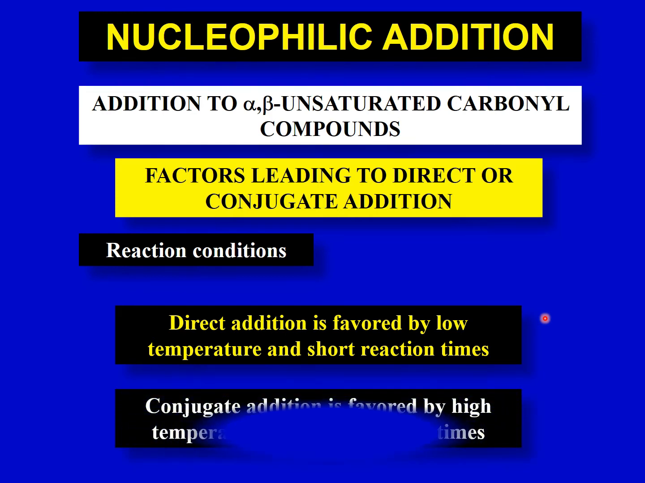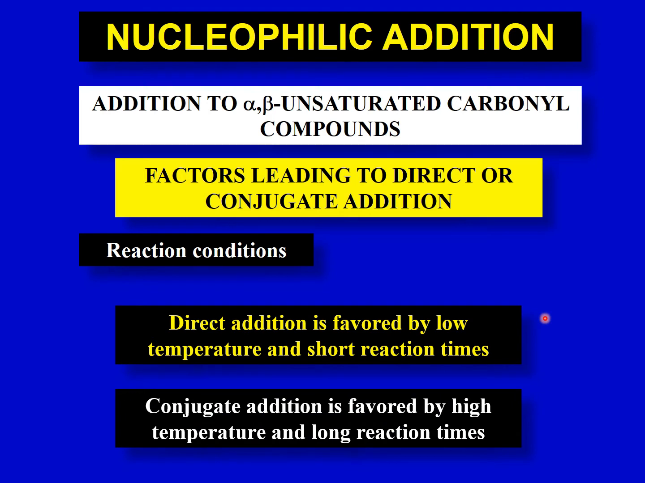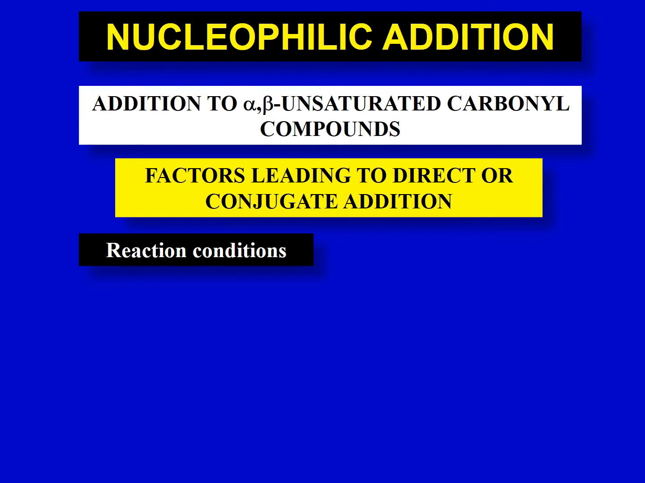On the other hand, the conjugate addition reaction is favored by high temperature. The conjugate addition product is also known as the 1,4 addition product, or the thermodynamic product, because it's a slow process and takes longer than the kinetic product to be formed. So let's see this with the help of an example.